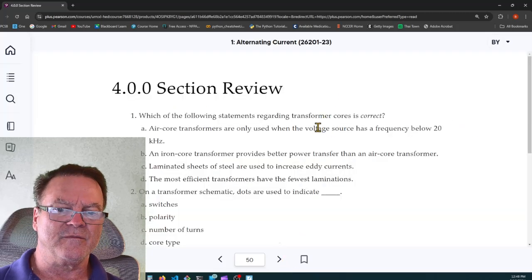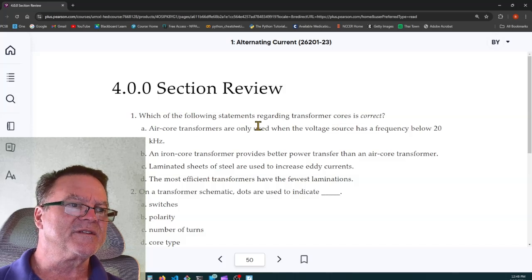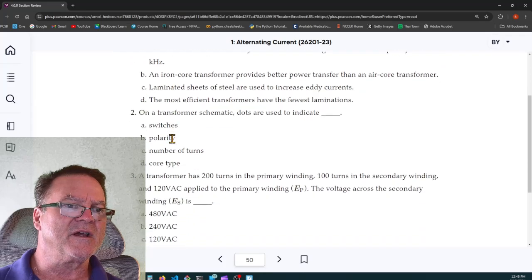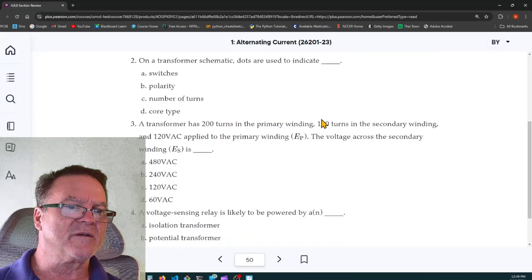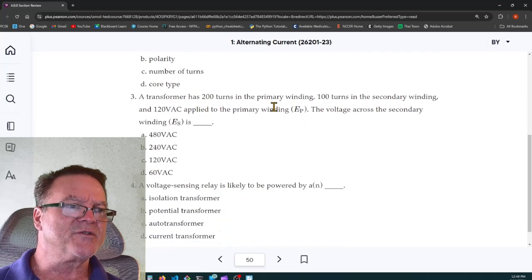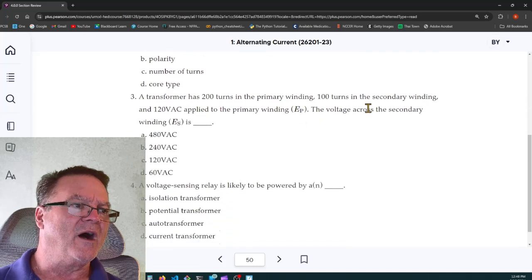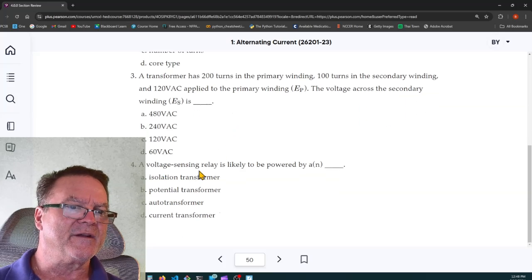Section 4 review. Which of the following statements regarding transformer cores is correct? I'll let you decide. On a transformer schematic, dots are used to indicate what? A transformer has 200 turns in the primary winding, 100 turns in the secondary winding, and 120 volts applied to the primary winding. The voltage across the secondary winding would be what? And a voltage sensing relay is likely to be powered by what?